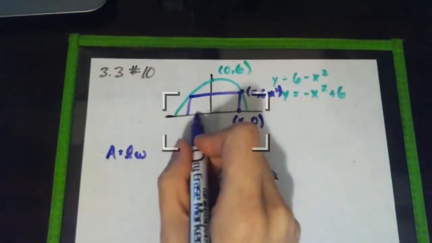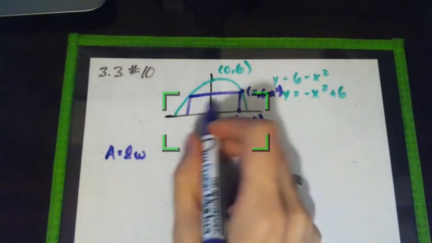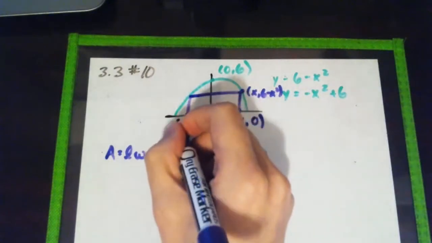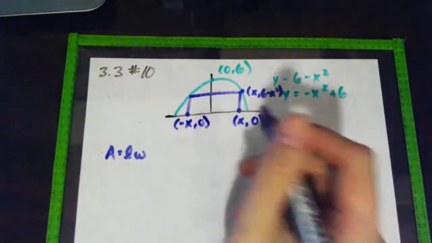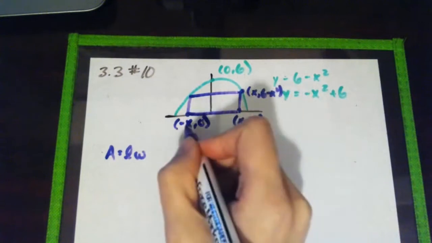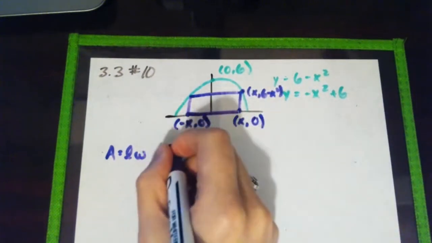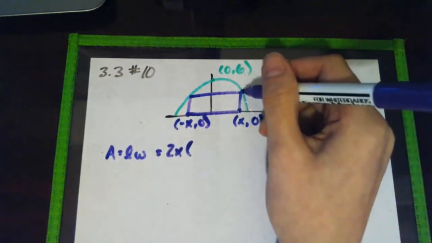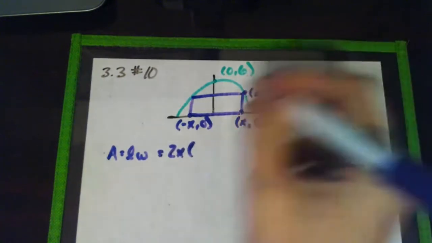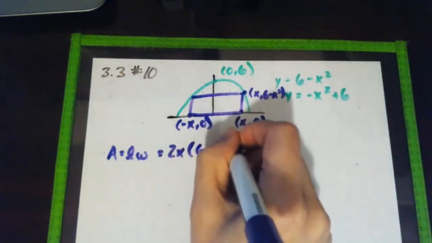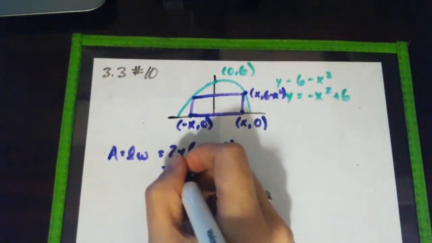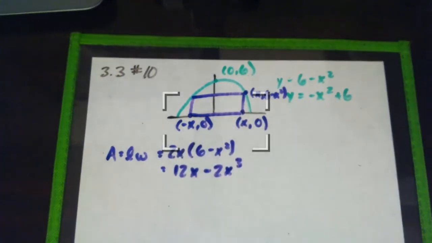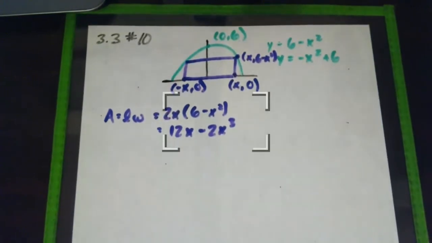What about how wide this thing is? This is going to be symmetric over the y-axis, assuming I know how to draw. So this point would be (negative x, 0). So the whole length of this thing is x plus x, which is 2x. The width, or in this case the height, is how high we go above the x-axis, which is the 6 minus x squared. If I distribute through the parentheses, I'm looking at 12x minus 2x cubed. And that's what we're trying to maximize.